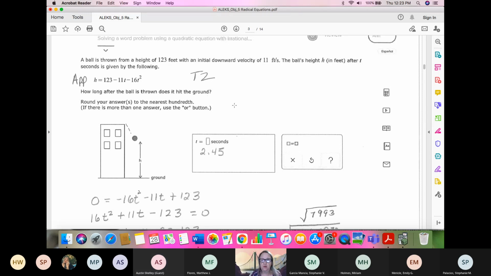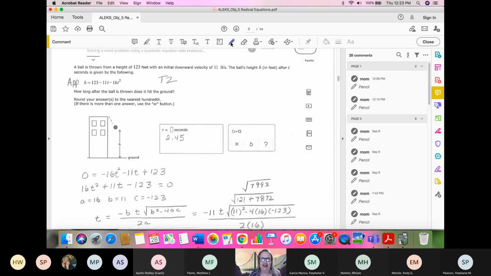So when the ball gets down to the ground, let me see if I can draw you a picture of this. I like it when you try though, because it shows me that you're thinking. I love that. You know, you can learn from thinking. There's no question about it.